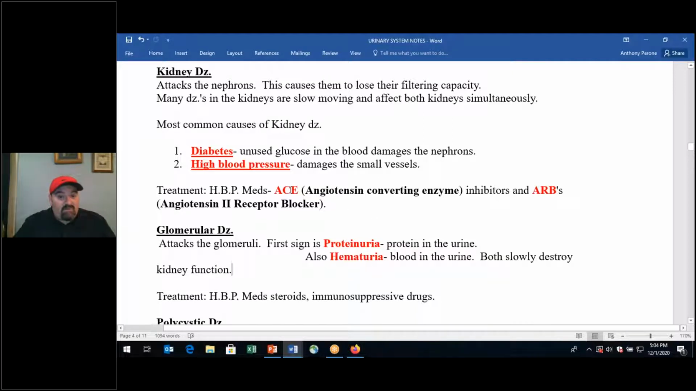I mentioned this to you before, as far as blood pressure medication, the ACE inhibitors and the ARBs, the angiotensin 2 receptor blockers, all block that long-term mechanism of increasing blood pressure.